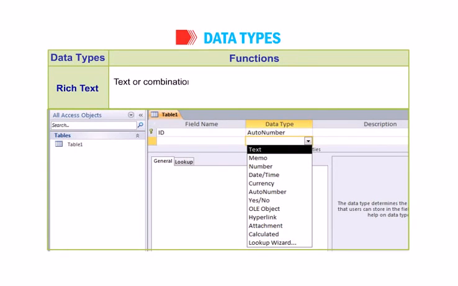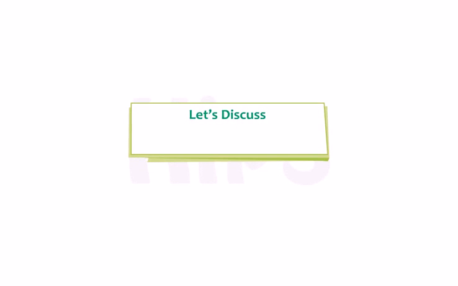Rich text. Text or combination of text and numbers that can be formatted using color and font controls. Okay, before we move further, let me know the difference between text data type and memo data type.